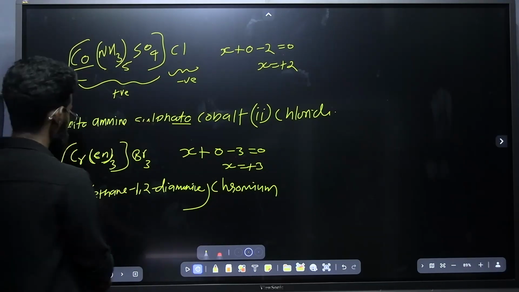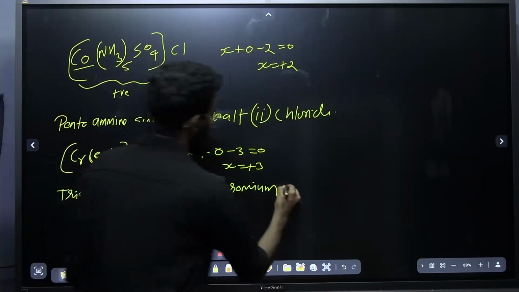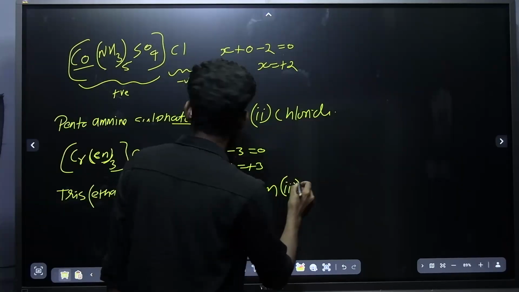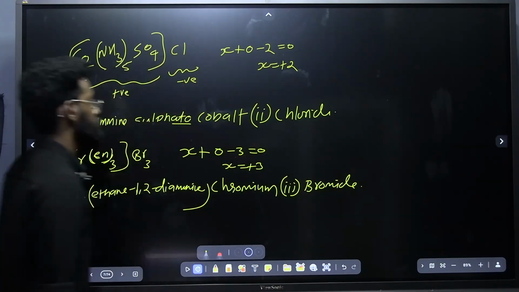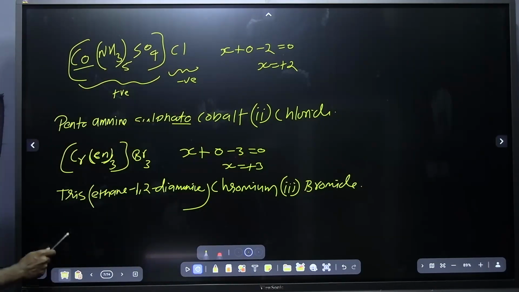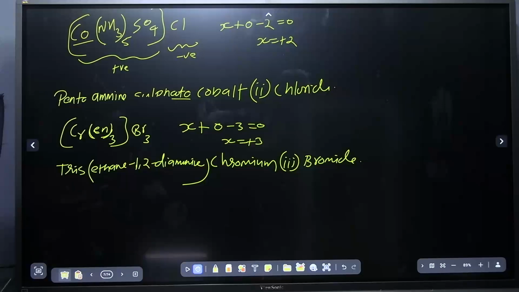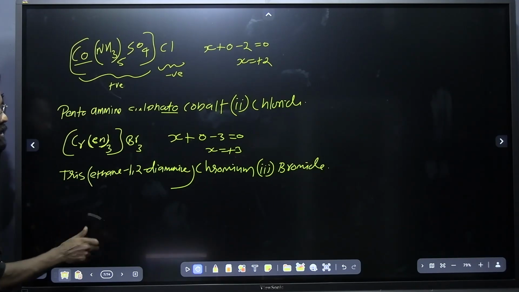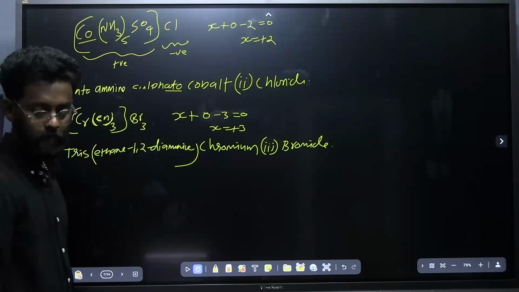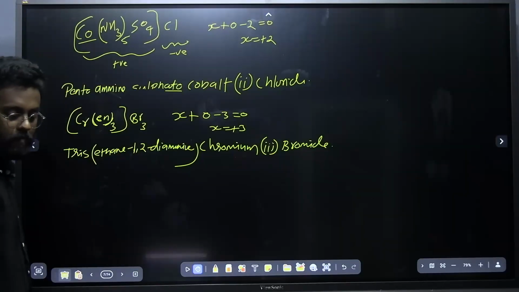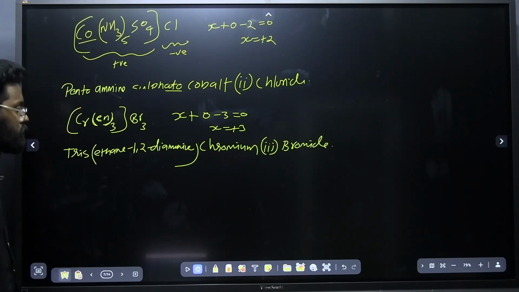So tris(ethane-1,2-diamine)chromium(III) bromide. That is our counter ion. Is it clear? Shall I give you a few more examples? This nomenclature is clear. Any doubt anybody is having? Ethylene diamine or ethane-1,2-diamine? Can I move on, students? Any doubt anybody having? Okay.